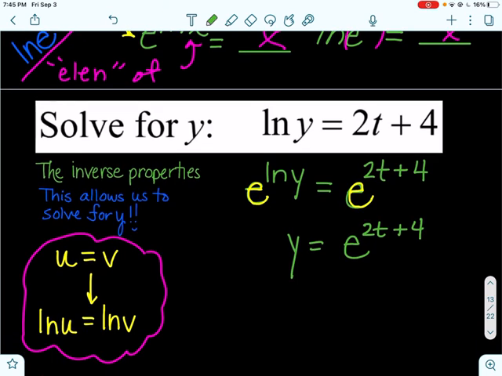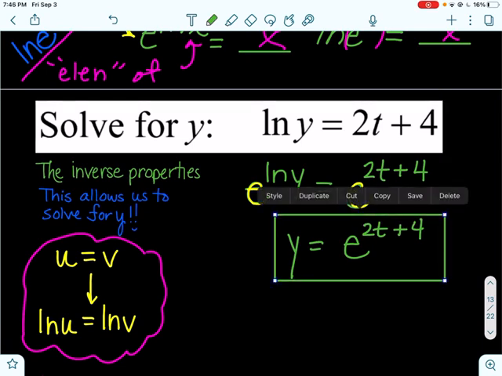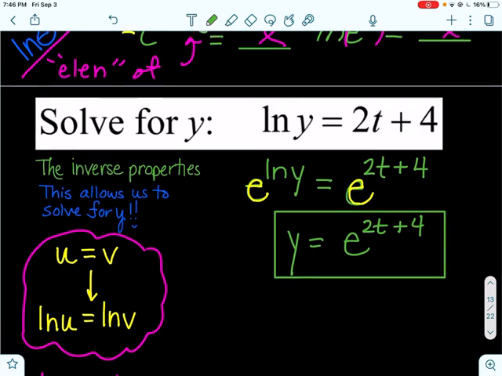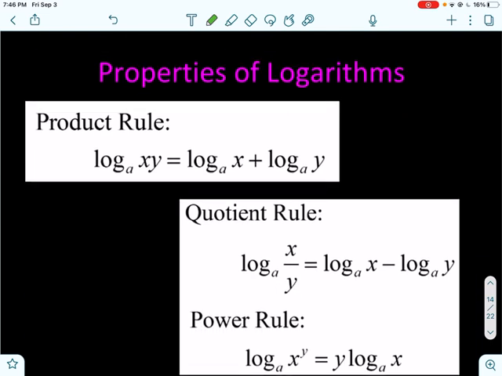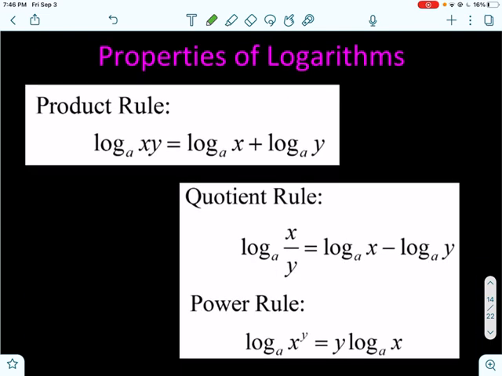And there's our function, solving for y. Now, I'm not going to make that any kind of functional notation or talk about inverses. I'm just solving for the y value. So I used exponentials to solve an ln. And we're going to be using some properties of logarithms.